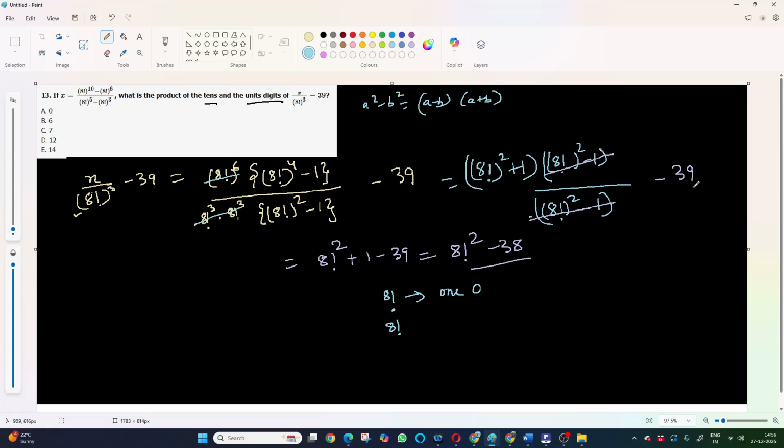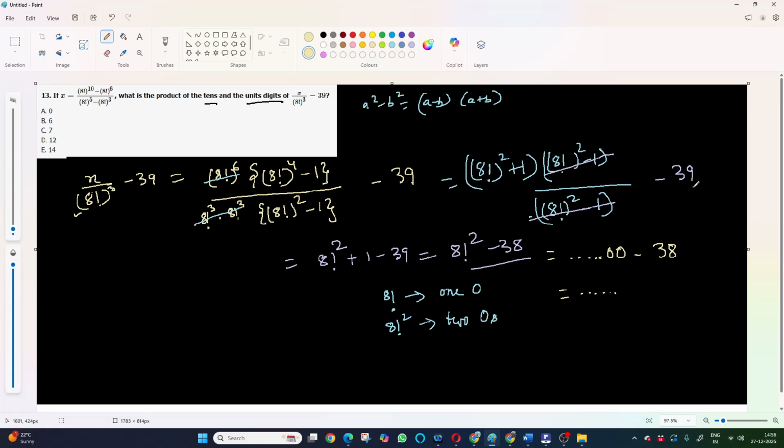What about 8 factorial squared? That's what we have here, right? Because there are two occurrences of 8 factorial multiplied, we'll have two zeros at the end, which basically suggests that 8 factorial squared will be a number with its last two digits as 0 and 0, right? Now we also need to subtract this 38, figuring out only the last two digits, whatever comes in the previous digits.